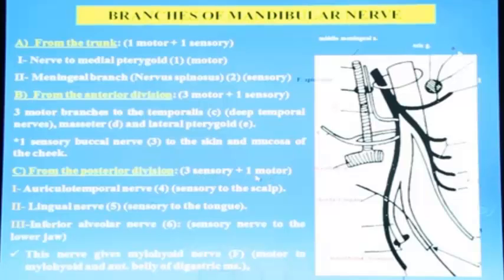From the posterior division, we have three sensory and one motor. The auriculotemporal nerve, lingual nerve, and inferior alveolar nerve are all sensory nerves. The nerve to mylohyoid is the motor nerve, supplying the mylohyoid and also the anterior belly of the digastric muscle. These are the branches of the mandibular nerve.